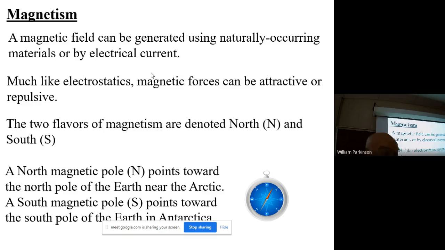As a matter of fact, it's constantly moving. The North Magnetic Pole of the Earth and the South Magnetic Pole of the Earth are constantly moving. And right now, and pretty much for a long period of time, the North Pole has been close to the top of the Earth in the Arctic. The South Pole has been close to the bottom of the Earth in the Antarctic.